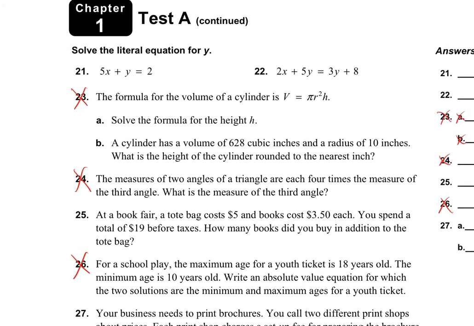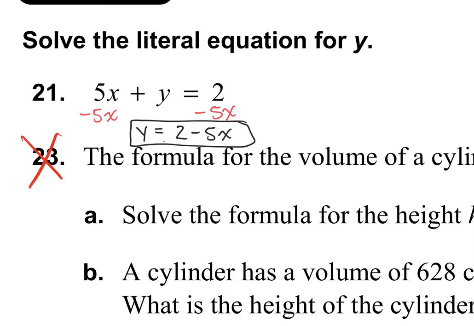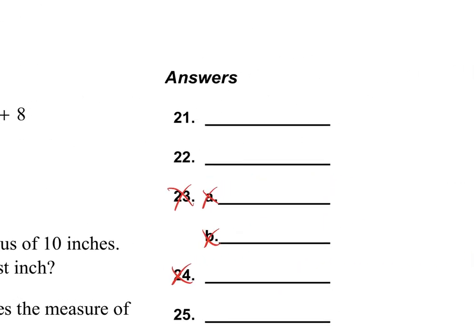Okay, solve the literal equation for y. So remember, when we're solving for y, you want to move everything that isn't y out of the way. So y is right here. So what's on that side with y is the 5x. So we're just going to subtract 5x from both sides. And we're going to get y equals, I have to remember to do it both sides, minus 5x. And we just leave it as 2 minus 5x. We solved for y. We're done. Okay? So 21 was easy. That was just y equals 2 minus 5x.